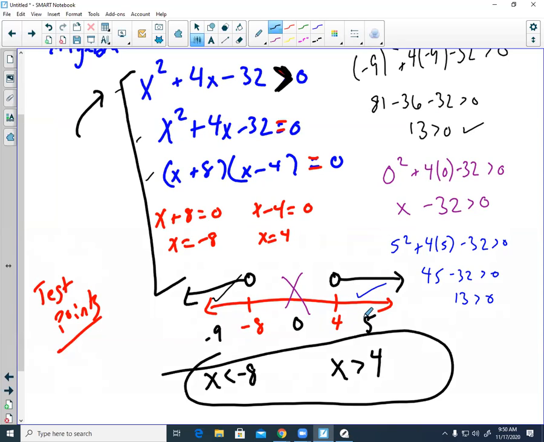You pick the points to test. They just have to be smaller, in between, and bigger than. And then what you're going to do is test those points and fix your number line.